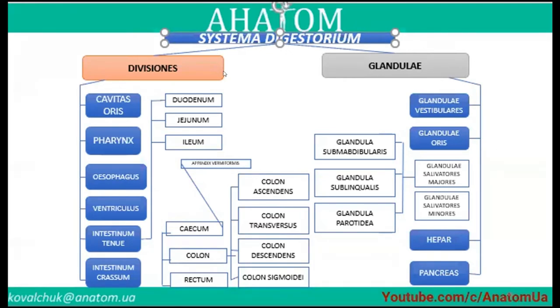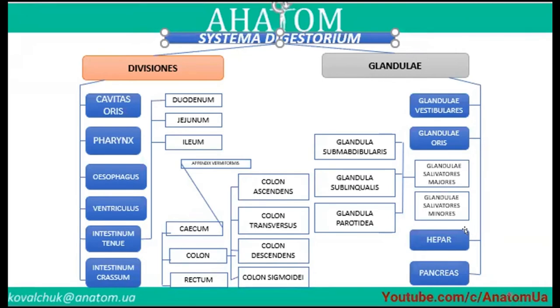Glands. In the digestive tract there is a big portion of glands, including the biggest salivary glands in the human body. In the oral cavity are the submandibular, sublingual, and parotid glands, especially for producing saliva. These are the major or big salivary glands. A big portion of small or minor salivary glands are present too in the oral cavity.